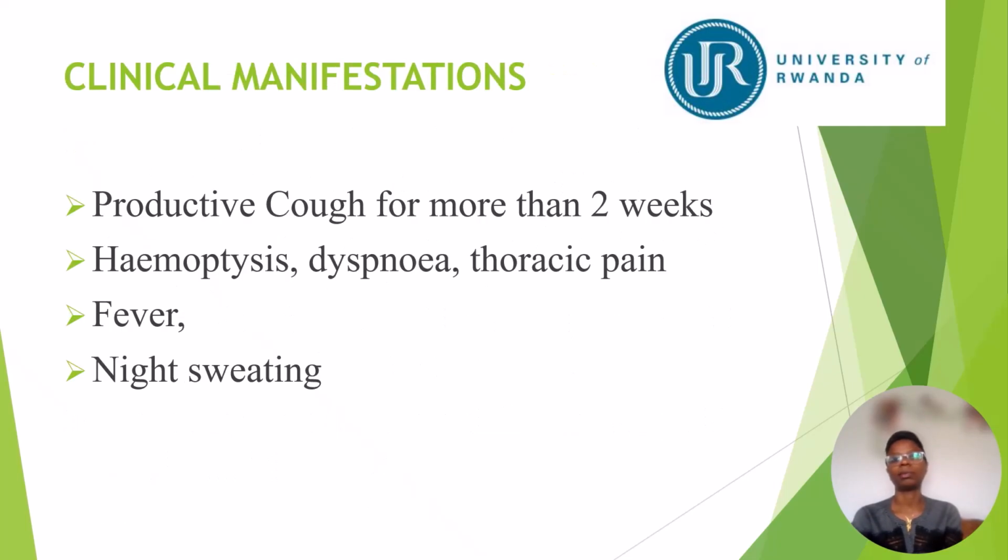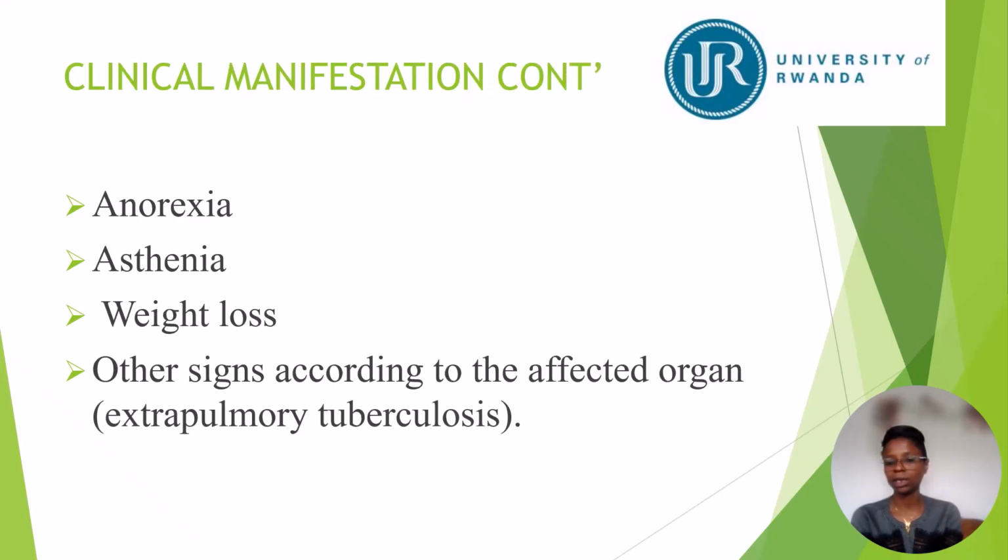Clinical manifestation of tuberculosis. The client with TB will have a productive cough, which can last 2 or more weeks. They also have hemoptysis, meaning they cough out blood. They have dyspnea, which is difficulty in breathing. They have thoracic pain, fever, night sweating, anorexia, asthenia, and weight loss. The client may also present other signs and symptoms according to the affected organ when she or he has extrapulmonary tuberculosis.